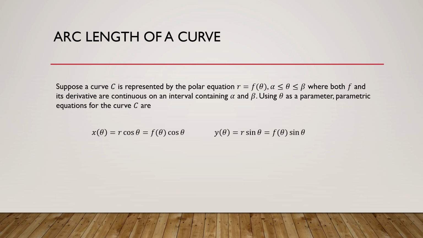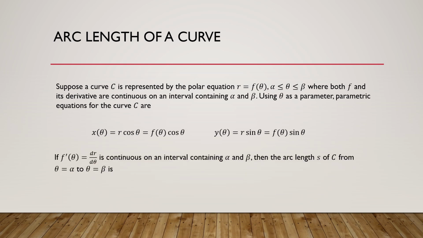If f prime of theta equals dr d theta is continuous on an interval containing alpha and beta, then the arc length s of C from theta equals alpha to theta equals beta is s equals the integral from alpha to beta of the square root of r squared plus dr d theta squared d theta.